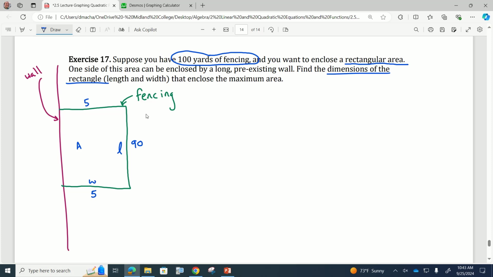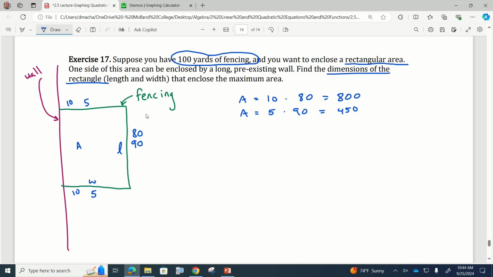Is that going to have as much area as if I did 80, 10, 10? The area here would be 10 times 80, which is 800, right? If I did 80, 10, and 10. But if I did 95 and 5, the area I can enclose is only 450 square yards. Okay.